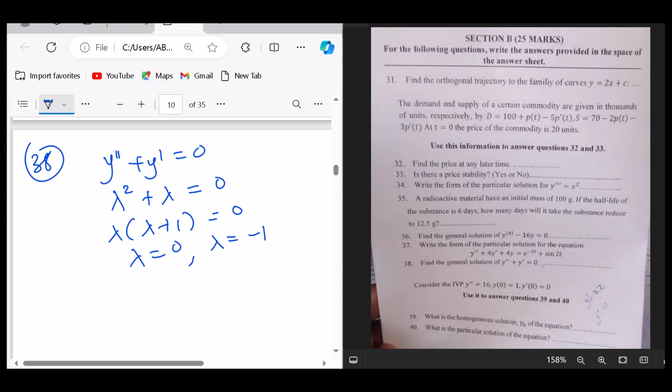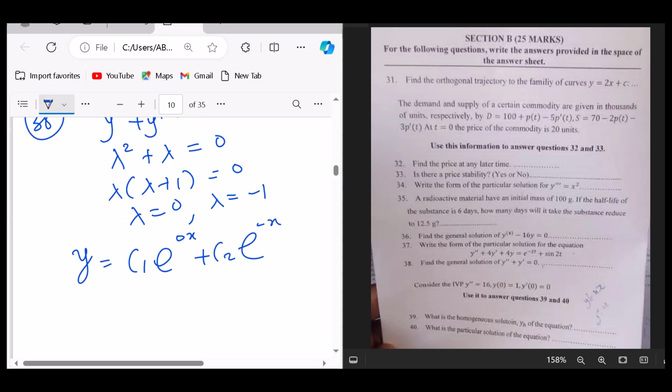Now that means we have y equals c1 e power 0x plus c2 e power negative x, and e power 0x is just 1. So I have y of x equals c1 plus c2 e power negative x. So this is my general solution. Now question 39.